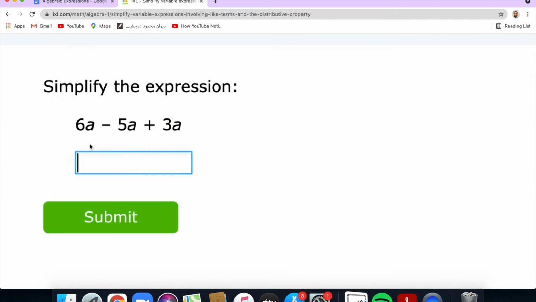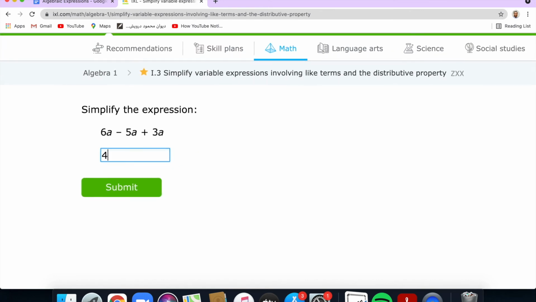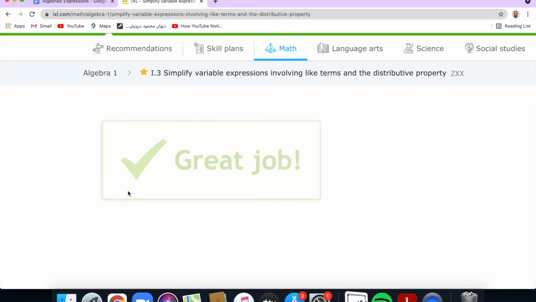6a. Here if you are confused, just imagine a as a dollar. $6 minus $5, so I spent because minus is expenditure. I had $6, I spent $5, so I still have $1, which is 1a. Now whenever you see plus, that means somebody gave you. So I gave you $3 and you had $1, so now the answer is 4a or $4. But you have to write it a.